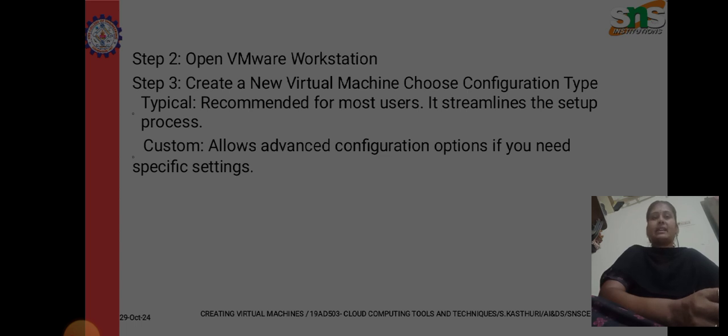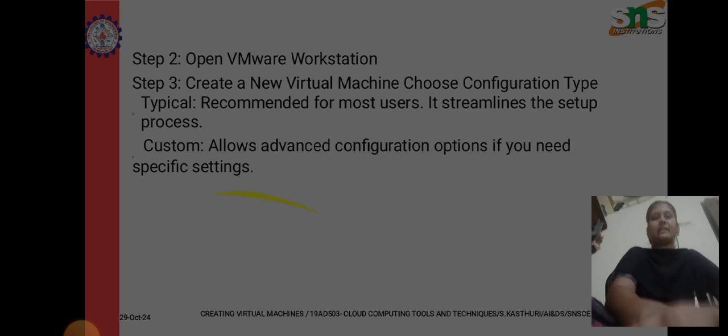Next is to select the installation media. So choose the operating system source. It can be an installer disk image file, or I will install the operating system later. So whatever we want, we can fix it.